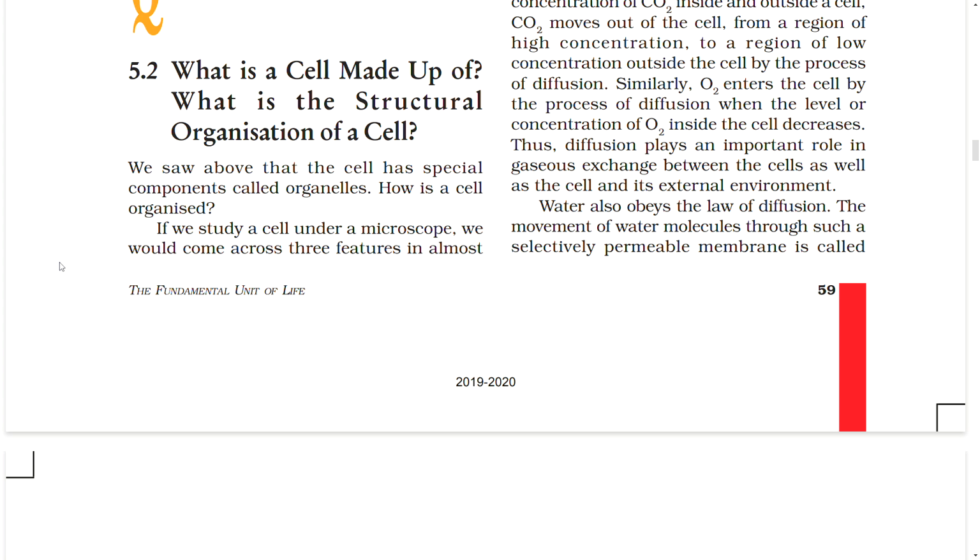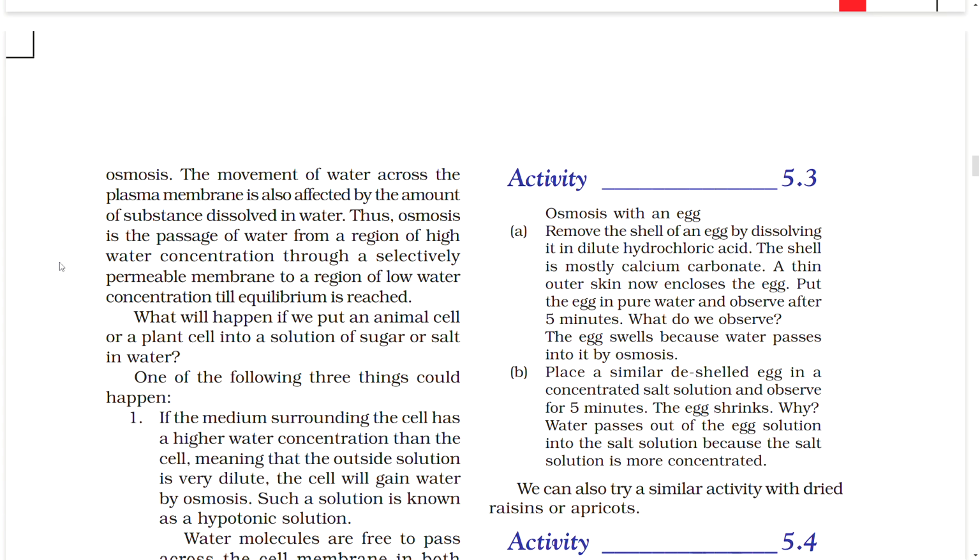The movement of water molecules through such a selectively permeable membrane is called osmosis. The movement of water across the plasma membrane is also affected by the amount of substance dissolved in water. Thus, osmosis is the passage of water from a region of high water concentration through a selectively permeable membrane to a region of low water concentration till equilibrium is reached.